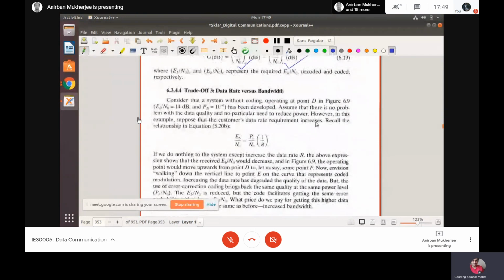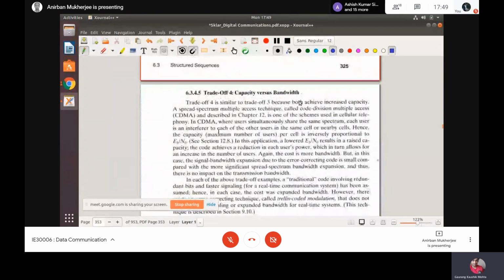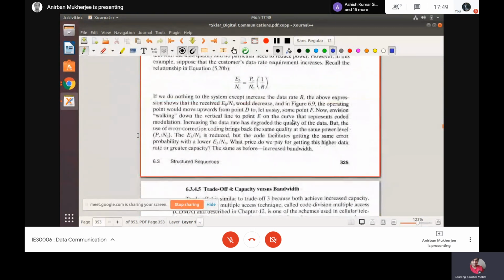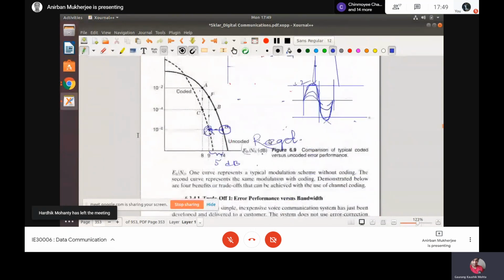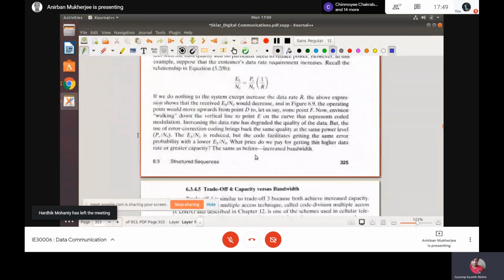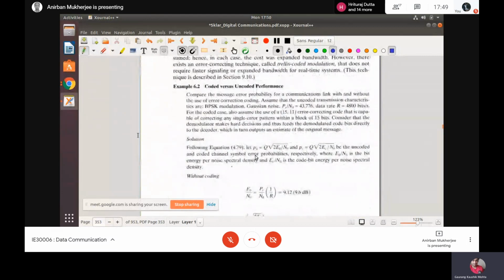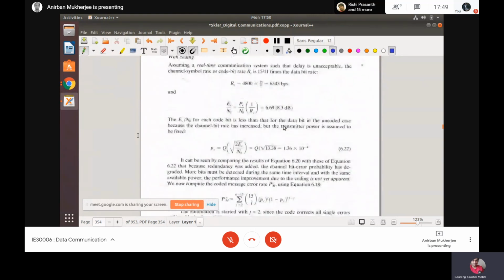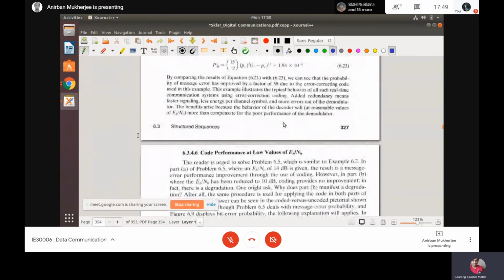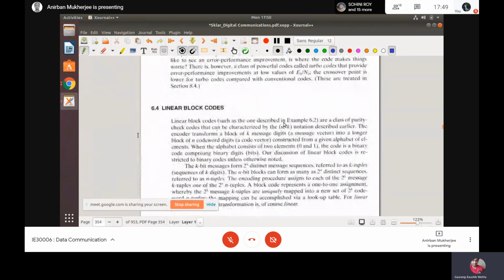Similarly, there is data rate versus bandwidth, and another is capacity versus bandwidth. Please read these two on your own. It is simple. You can just follow this graph and you'll understand this. Okay, and there is an example, an interesting example of coded versus uncoded performance. It is a fantastic example. Please try to do that on your own.